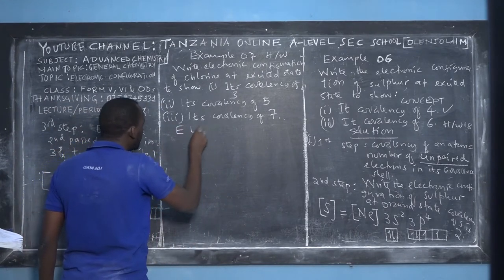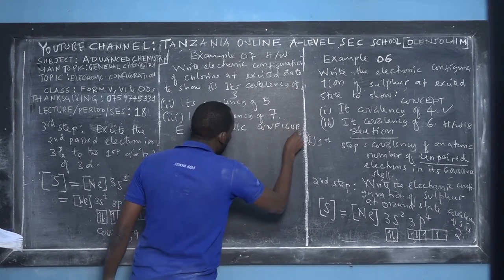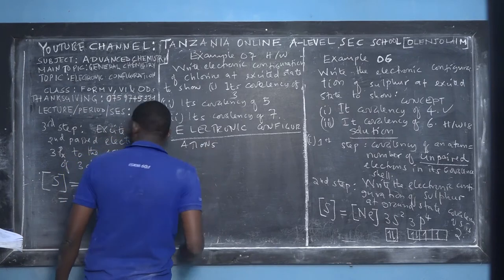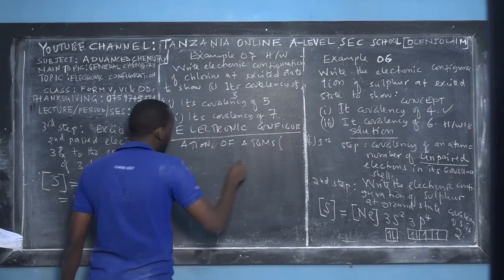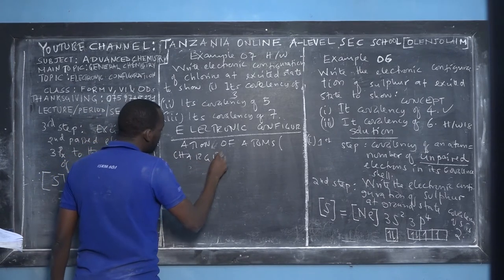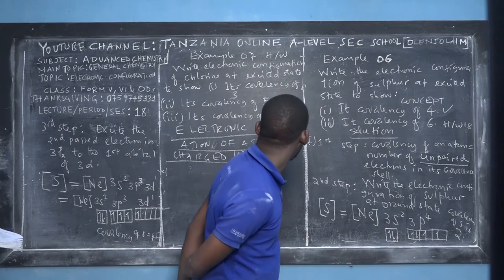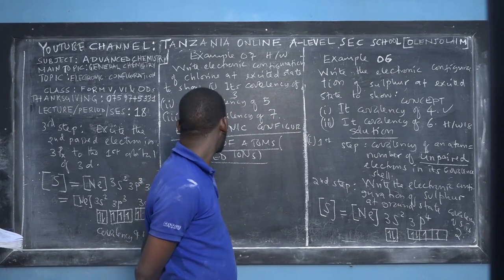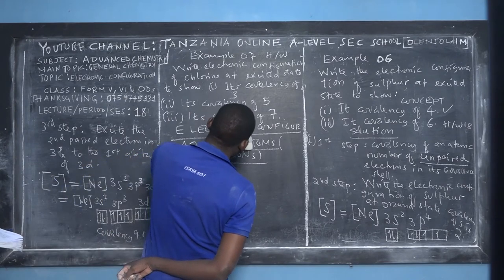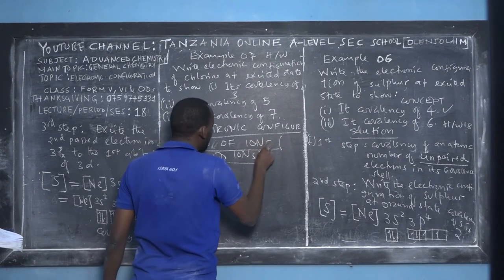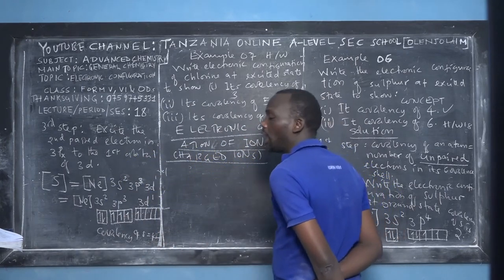Let me teach you about electronic configurations of charged ions. Say electronic configurations of ions, not atoms. We are done with atoms. Now we are dealing with ions. So I'm teaching you electron configuration of ions or charged ions.